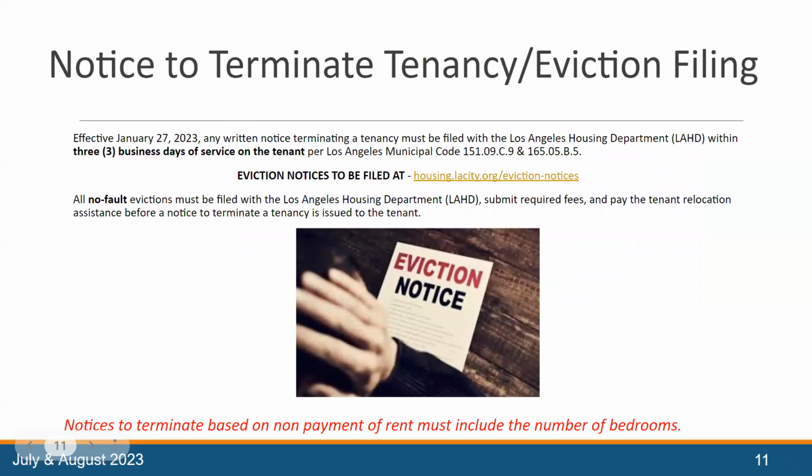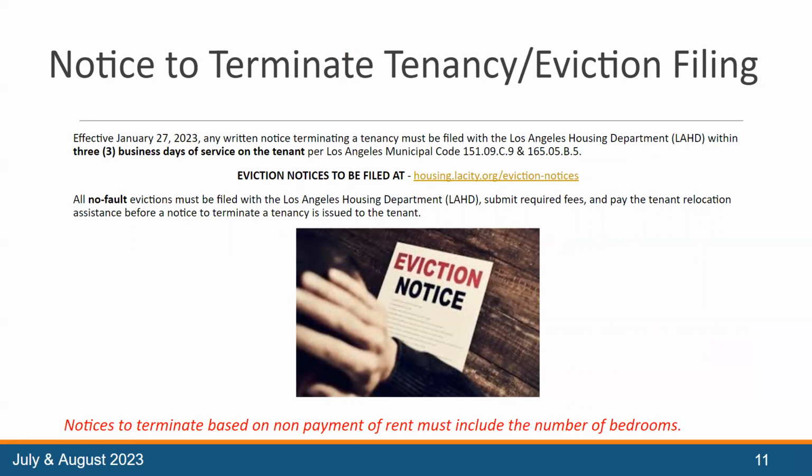Effective January 27, 2023, any written notice terminating a tenancy for a tenant must be filed with the Los Angeles Housing Department within 3 business days of service on the tenant per the Los Angeles Municipal Code. Eviction notices can be filed and uploaded at housing.lacity.org/eviction-notices. All notices to terminate based on non-payment of rent must include the number of bedrooms on the notice.